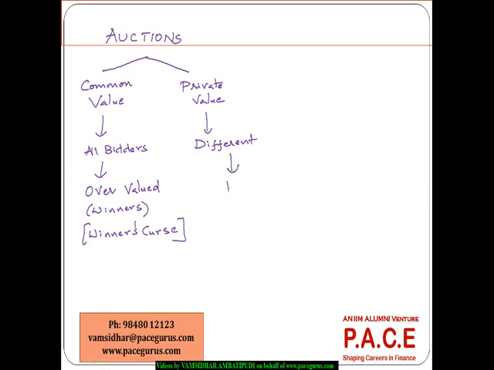So that kind of price which he really values, we call the reservation price, and he can typically go ahead and quote his reservation price. And within these, both the common value and private value auctions, we find different kinds of variants.